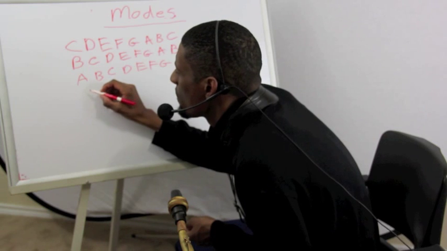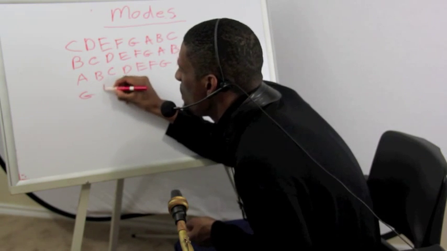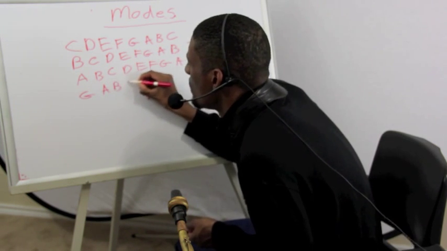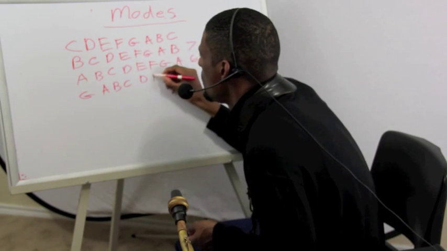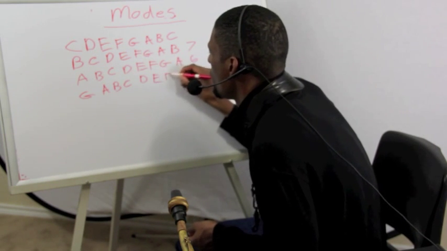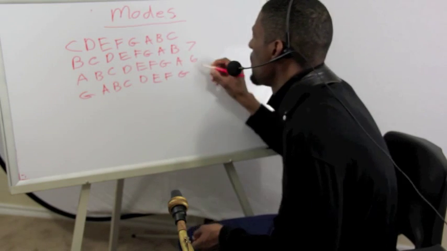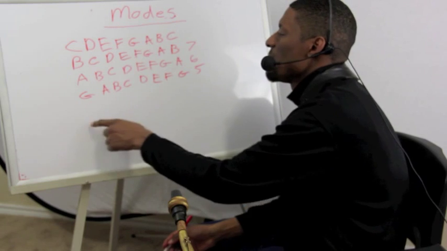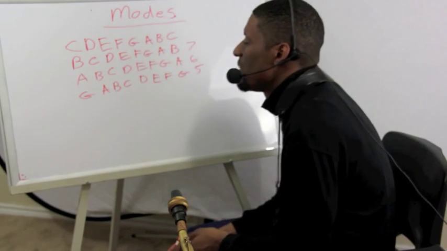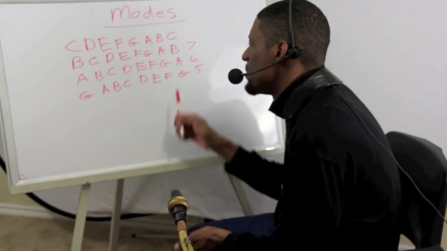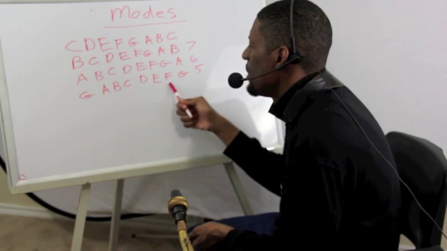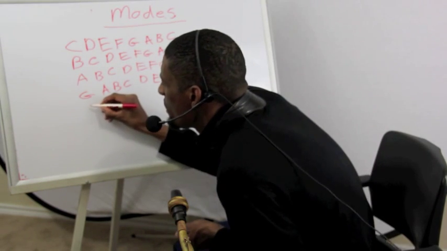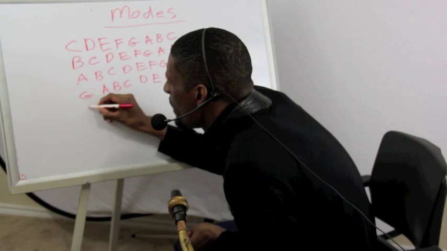So let's keep going. We got the next one, which is G, A, B, C, D, E, F, G. And that's the 5th scale. And that one is the Mixolydian, or they call it the dominant 7 scale, because the 7th in there is flat.